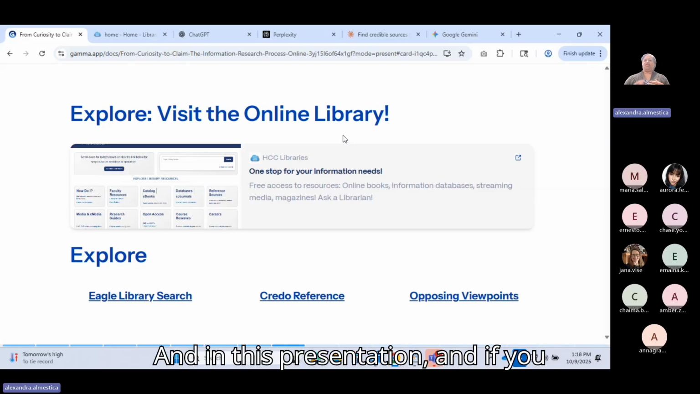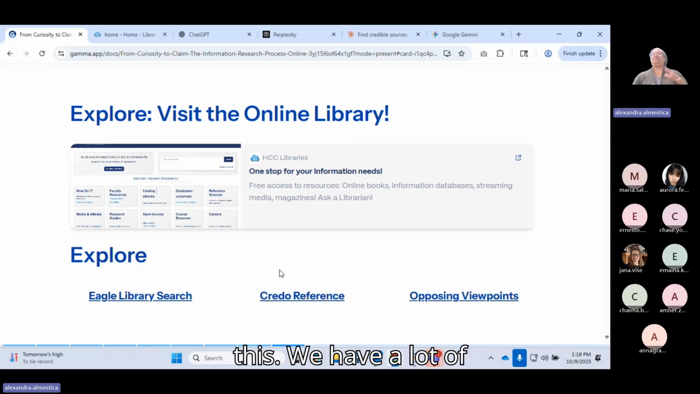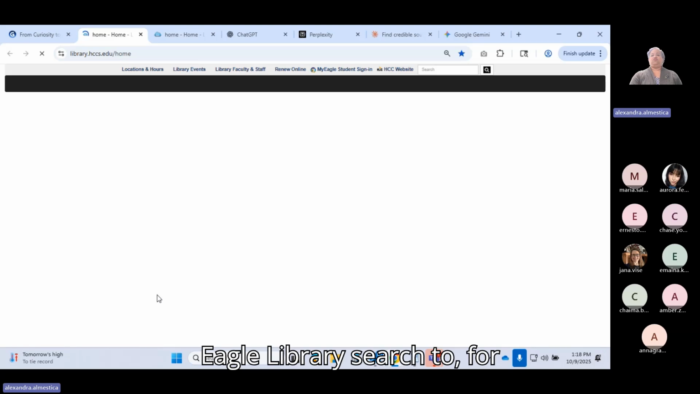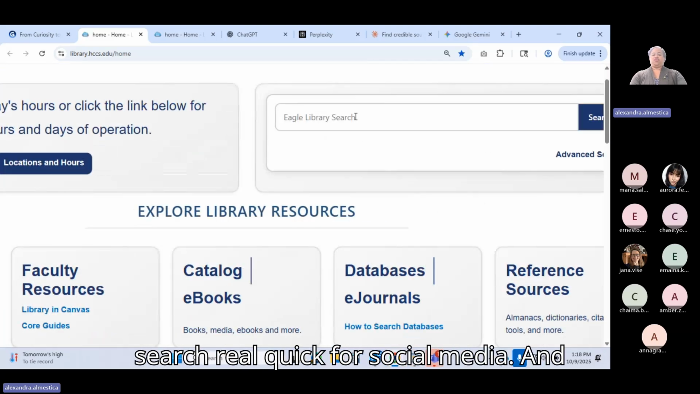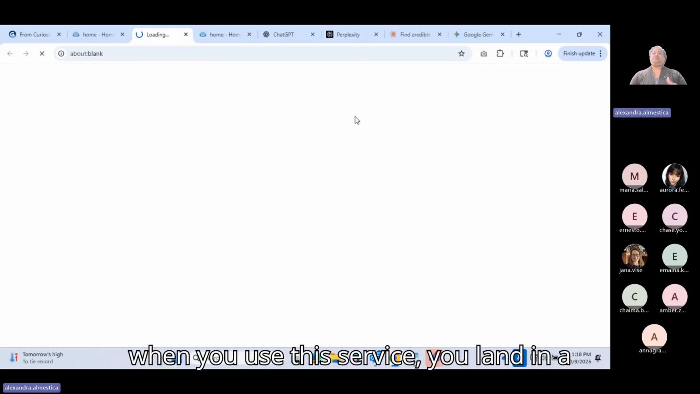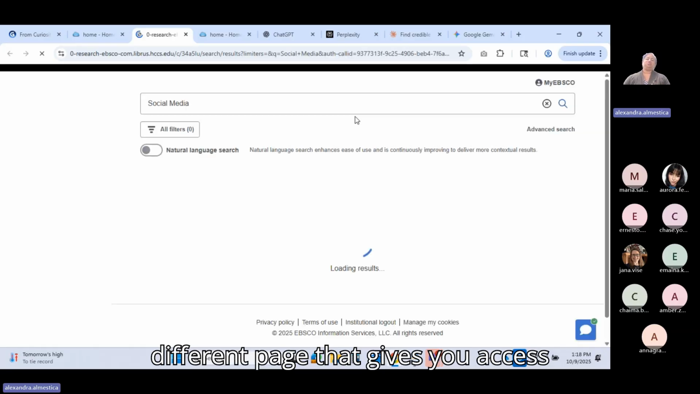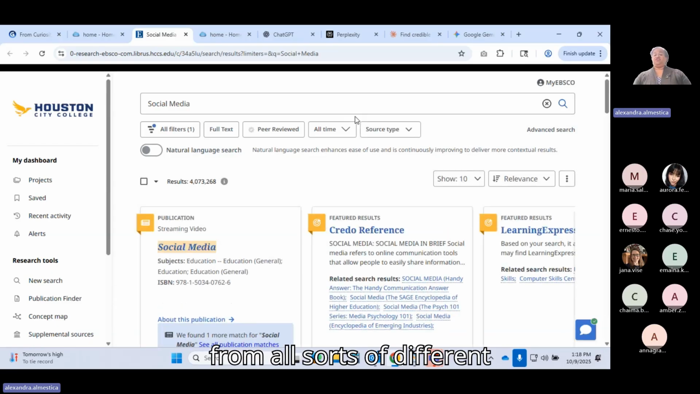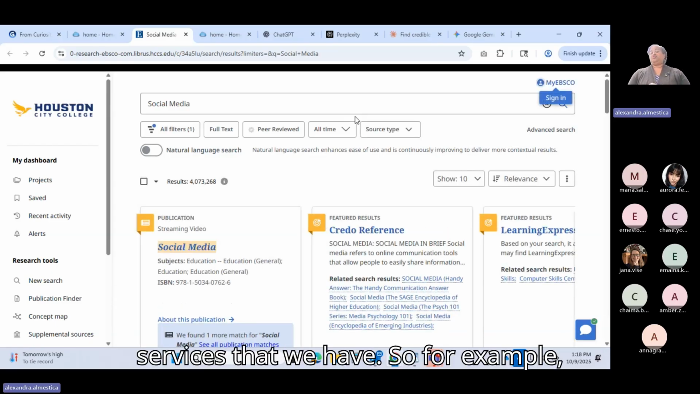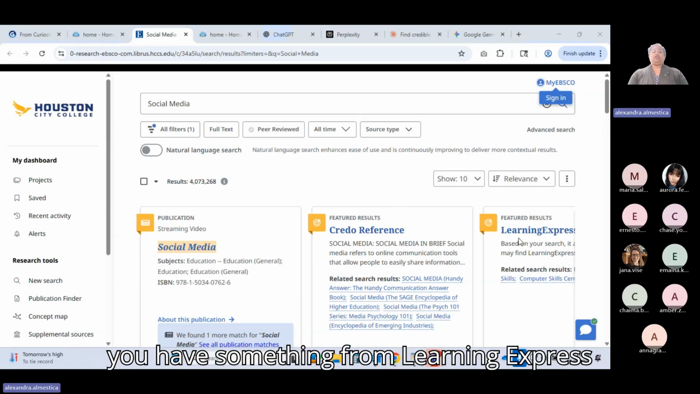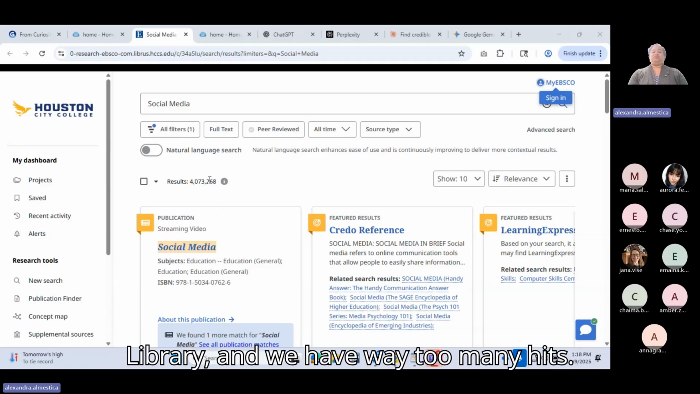And in this presentation, if you click on it, you have active links to this. We have a lot of different resources. You can use the Eagle Library search to, for example, search for a topic. I'm going to search real quick for social media. And when you use this service, you land on a different page that gives you access to a plethora of resources that come from all sorts of different services that we have. So for example, you have an article from Credo Reference, you have something from Learning Express Library, and we have way too many hits.